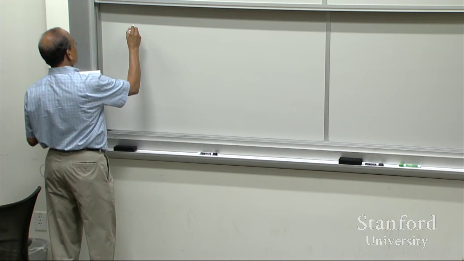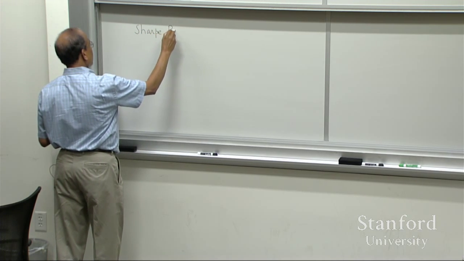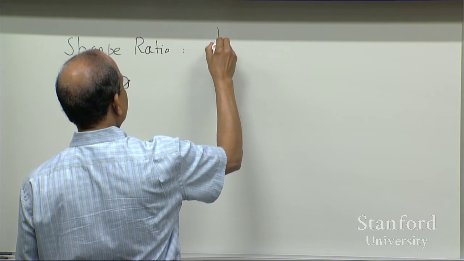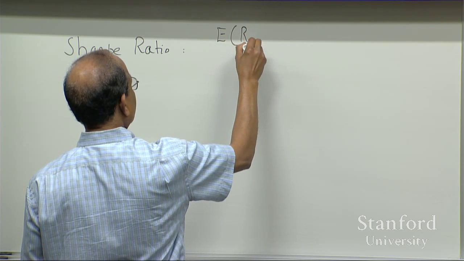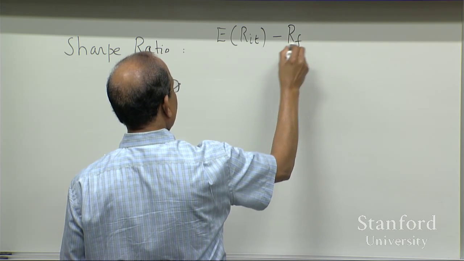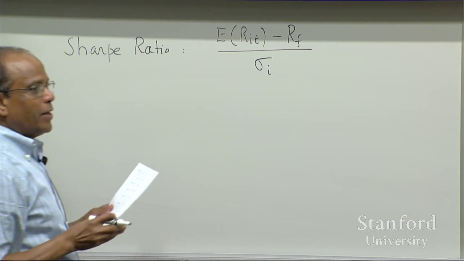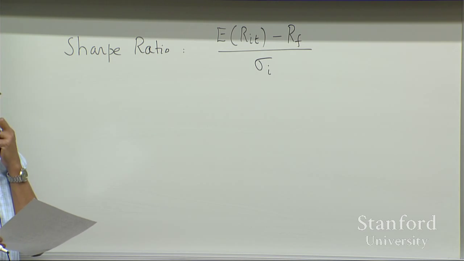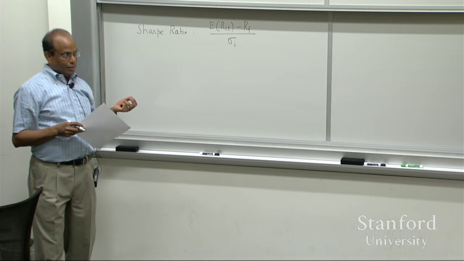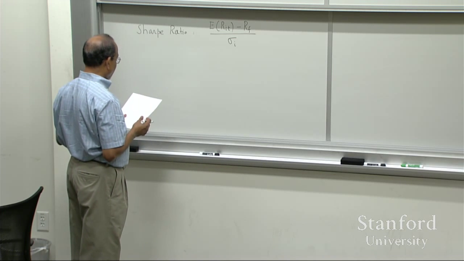So the famous one is the Sharpe ratio. It looks at the average return on the asset, R_it minus R_f, divided by the standard deviation sigma_i. If you define this return as a log difference in the log prices, it is nothing but the starting return and the final return, the difference between the two. It's very easy to calculate.